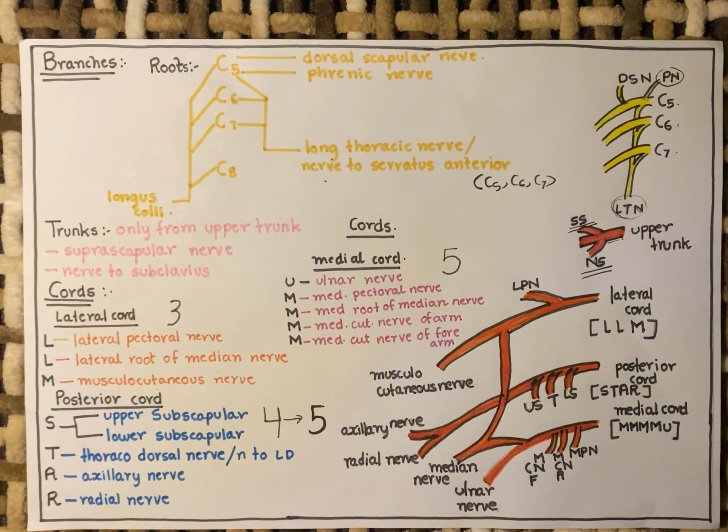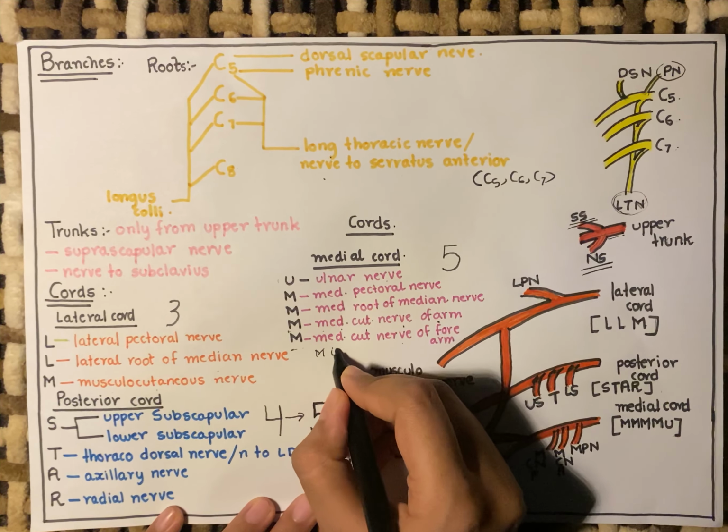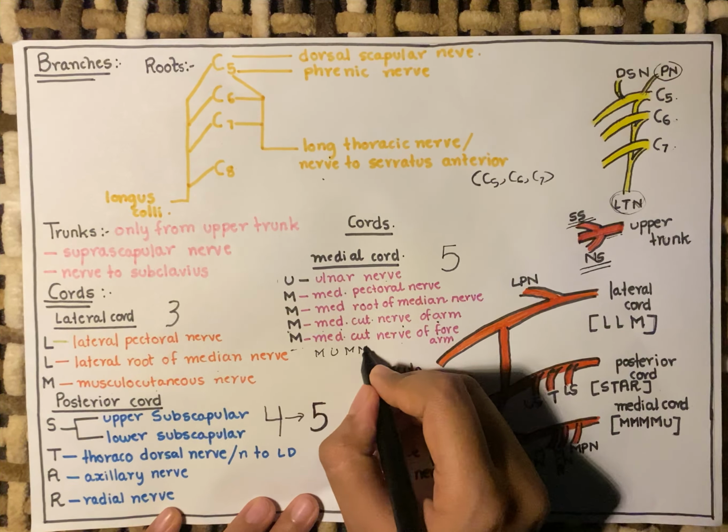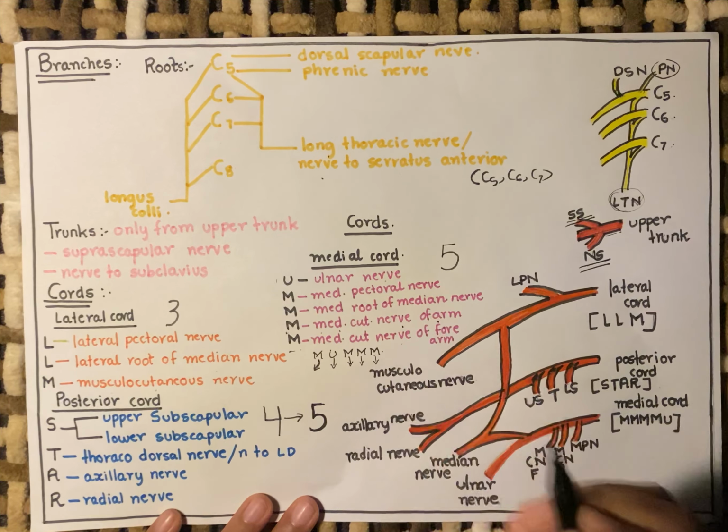Apart from this, we have 2 more nerves whose name starts with M, which is going to be the medial cutaneous nerve of arm and the medial cutaneous nerve of forearm. Apart from these 4 M's, we have a U, which basically means ulnar nerve. Another mnemonic, or not mnemonic as such, but a word which you can use to remember is MUM. Okay, M-U-M-M. First is going to be the medial pectoral nerve, the ulnar nerve, the medial root of the median nerve, medial cutaneous nerve of arm and the medial cutaneous nerve of forearm.